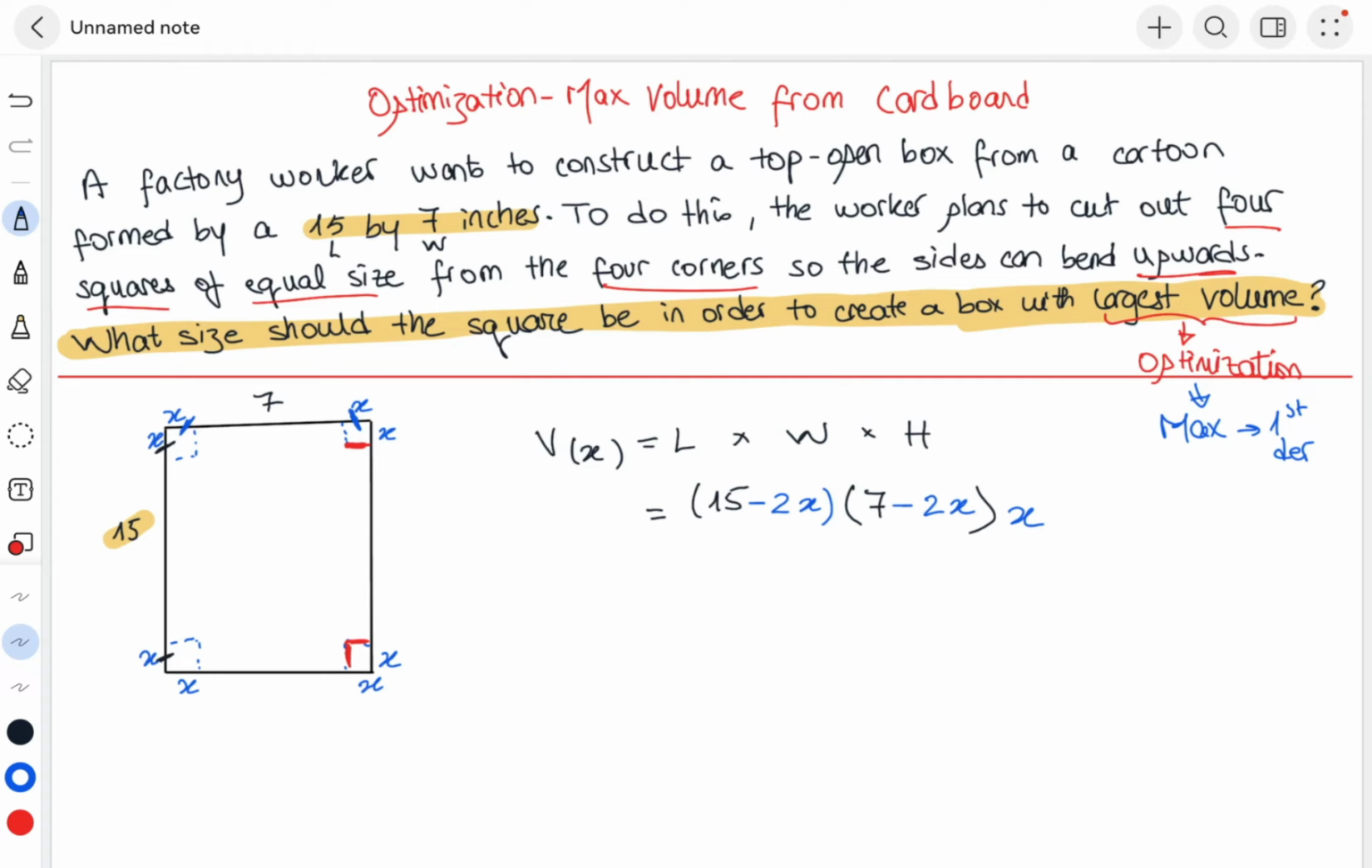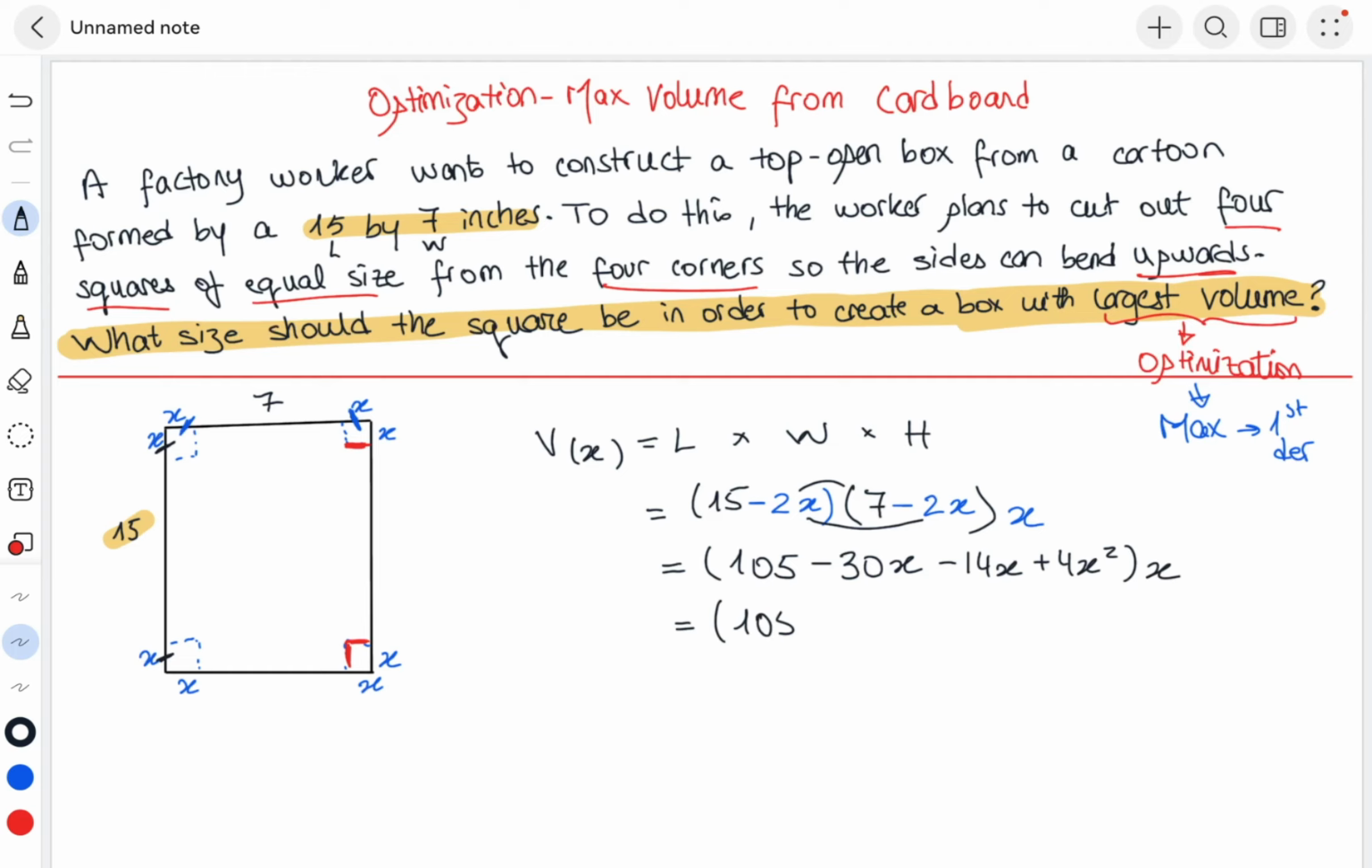Now, we're almost done with the formula for the volume. We just need to expand. So 15 multiplied by 7 is 105. 15 times negative 2x is negative 30x. Negative 2x multiplied by 7 is negative 14x. And negative 2x multiplied by negative 2x is positive 4x squared, all times x.